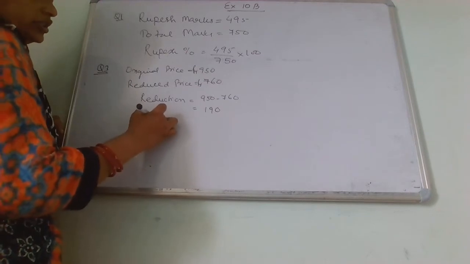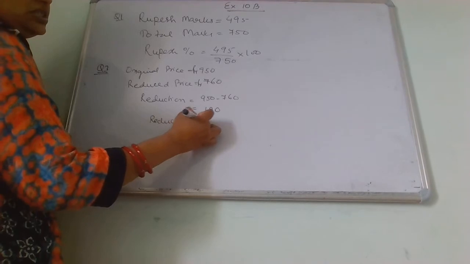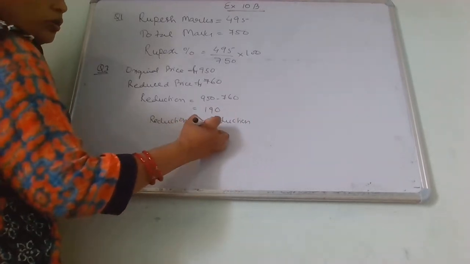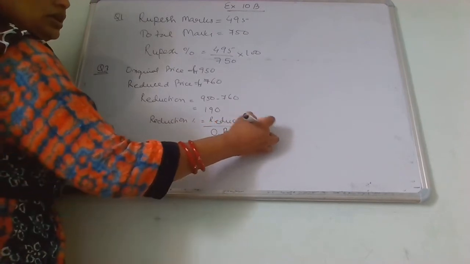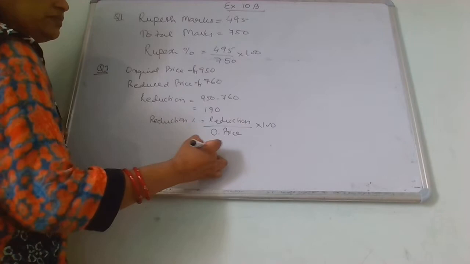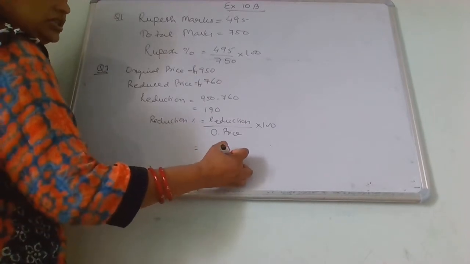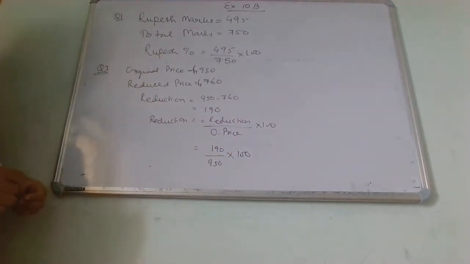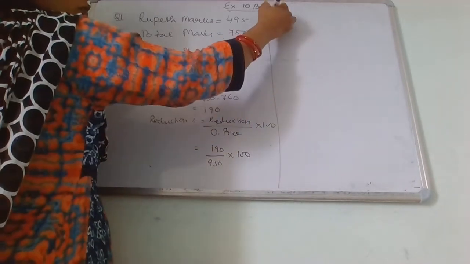And then reduction percentage. So reduction percentage is reduction by original value, original price you can say, into 100. And now this can be solved. 190 by 950 into 100. Now you can solve this. Now the next question, that is question number 5.